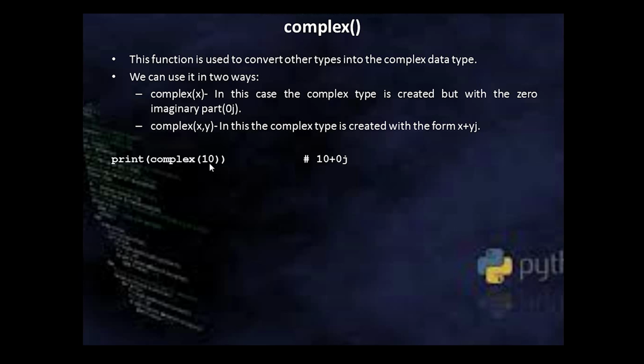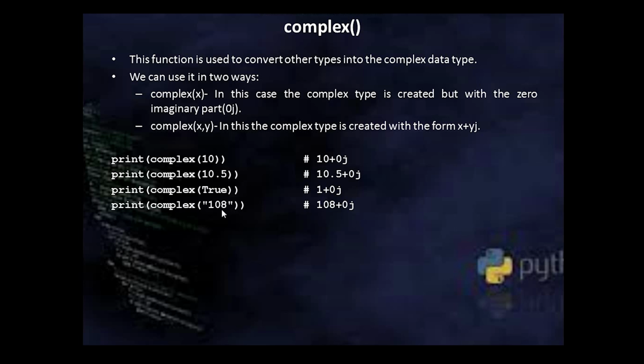For example, complex of 10. So 10 is integer. It will get converted to complex, but 10 will become real and the imaginary part will be 0j. Complex 10.5. So 10.5 is float, but when converted to complex, it will become real. Here also the imaginary part is 0j. True, which is Boolean, converted to complex. True value is 1. 1 will become real. Here also the imaginary part is 0j. Complex of 108 in string, that will become real and the imaginary part is 0j.